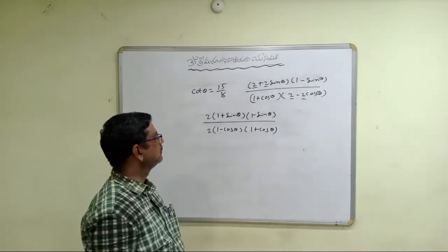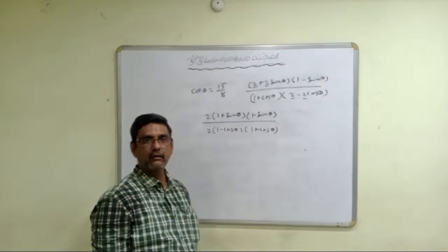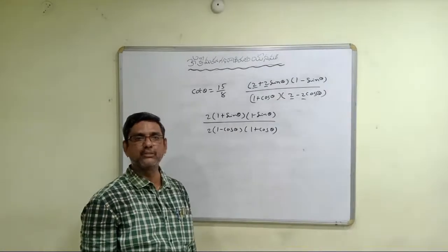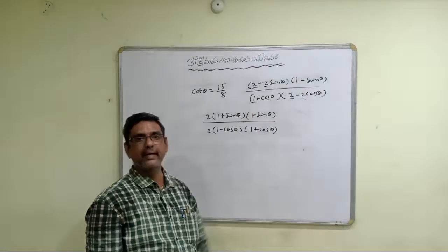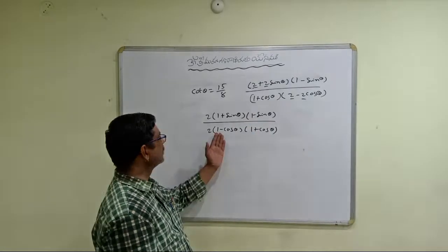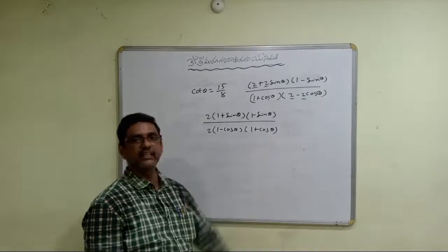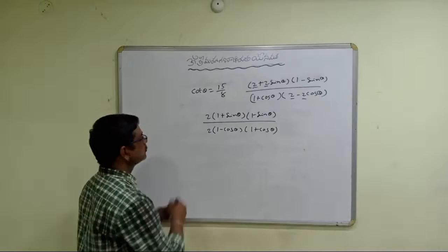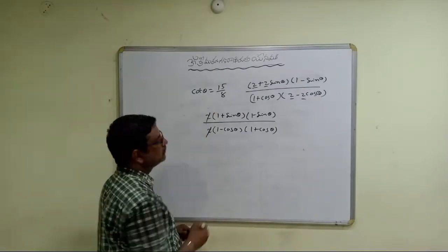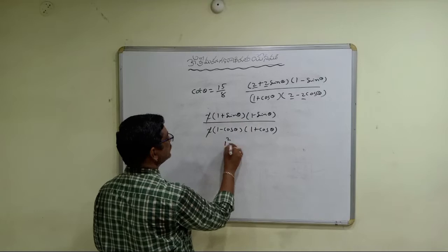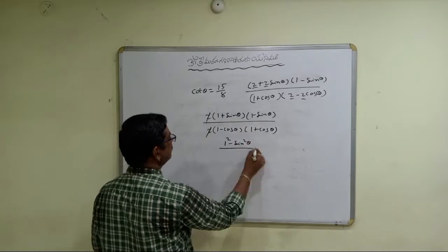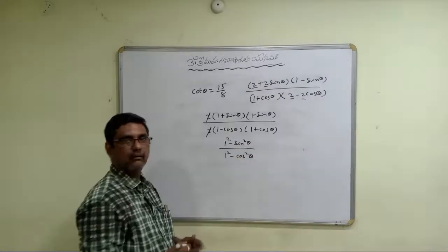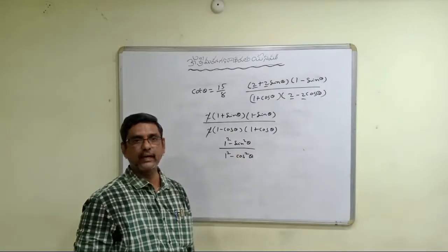Okay? Now observe the numerator. It is in the form of a plus b into a minus b. And here also 1 minus cos theta, 1 plus cos theta, that is also in a minus b, a plus b form. Okay? So here you can cancel this 2 and 2. So I can write this one as 1 square sin square theta by 1 square cos square theta.